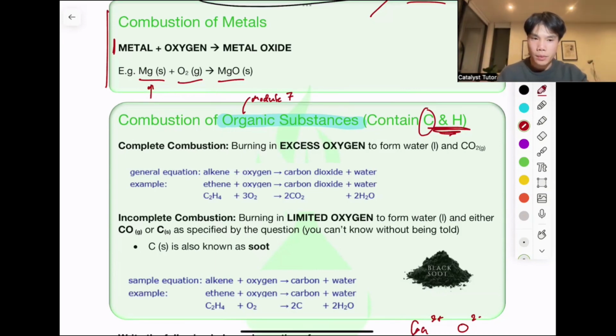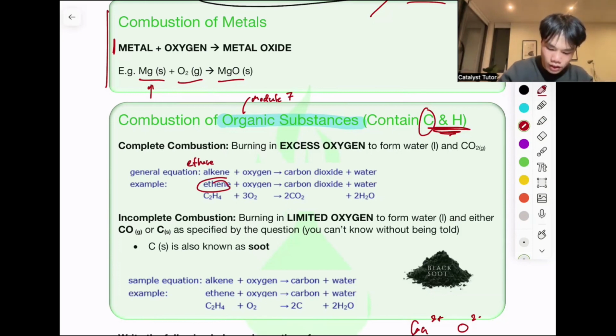When you combust organic substances, it's a little bit different in the products you form, but the reactants are exactly the same. So they'll tell you that you combust, for example, ethene, and it's C2H4. They will give you the formula of the organic substance if they want you to combust it. However, there's 2 types of combustion for organic substances. There's complete and incomplete. Has anyone heard of these before? Any of the nodders, what's the difference between complete and incomplete in your words?